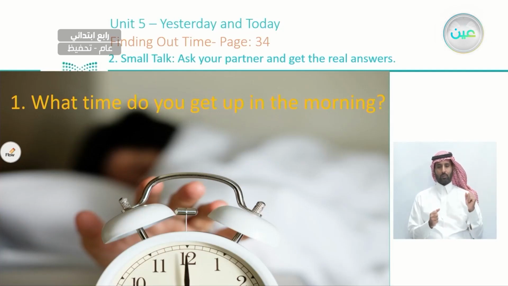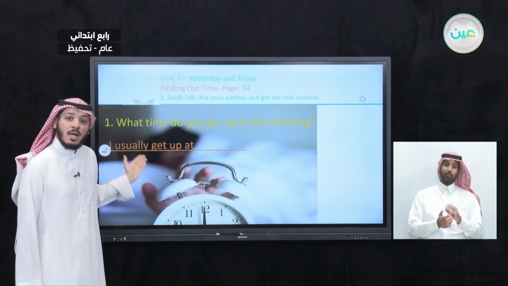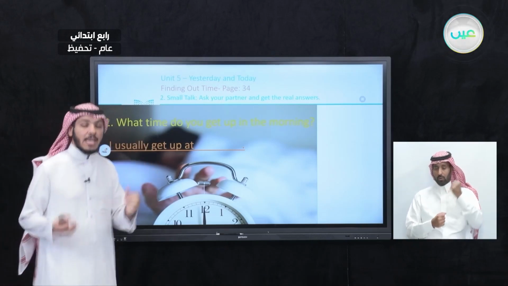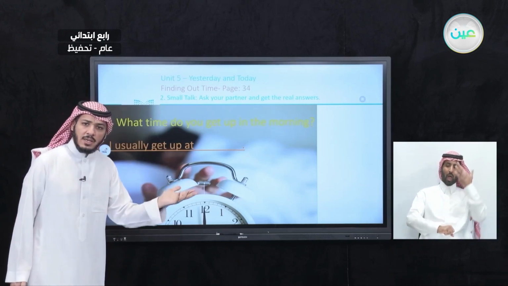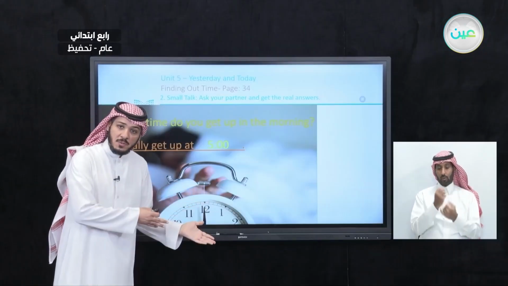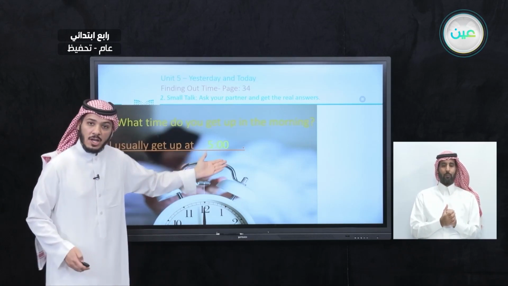Okay. So we have this: I usually get up at. I usually. Okay, what does usually mean? Excellent. غالبا. So I usually get up from sleeping, get up at, then choose any time. For example, at 5. Why? Because I want to pray al-Fajr. So I usually get up at 5 o'clock. Excellent.